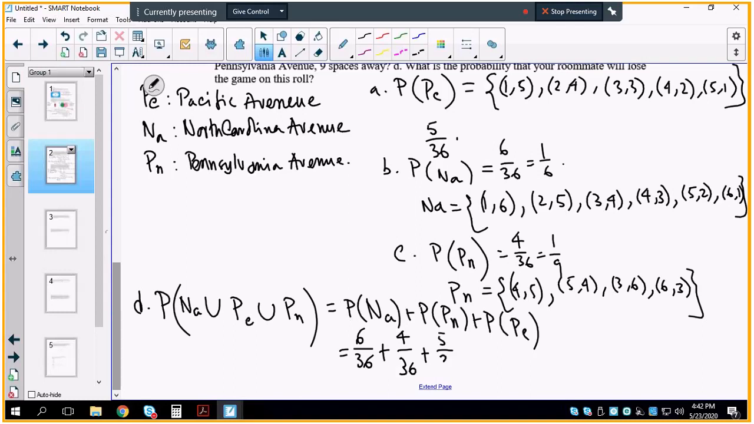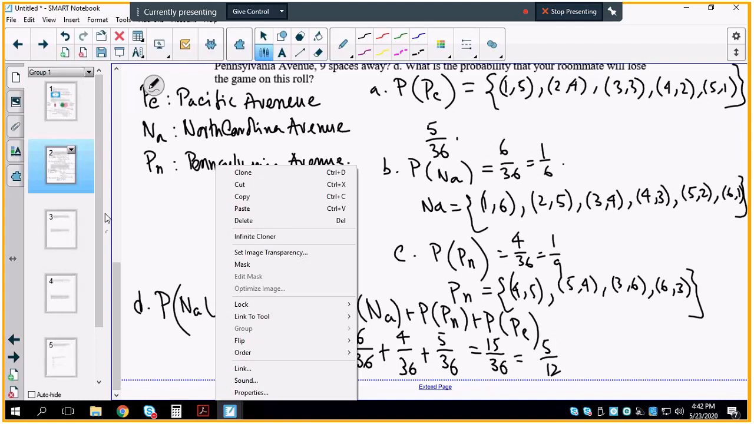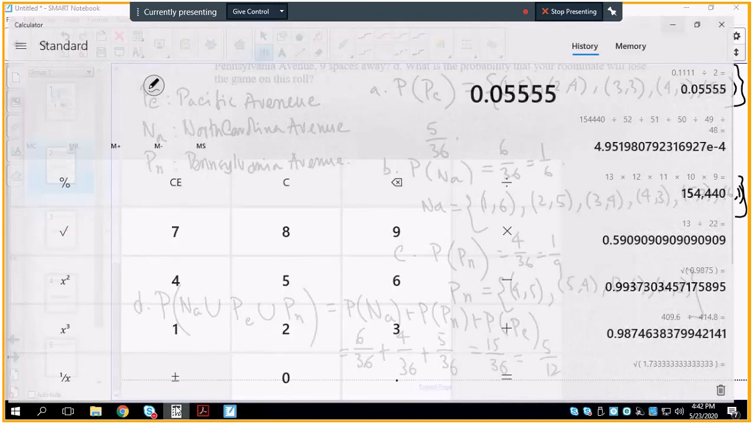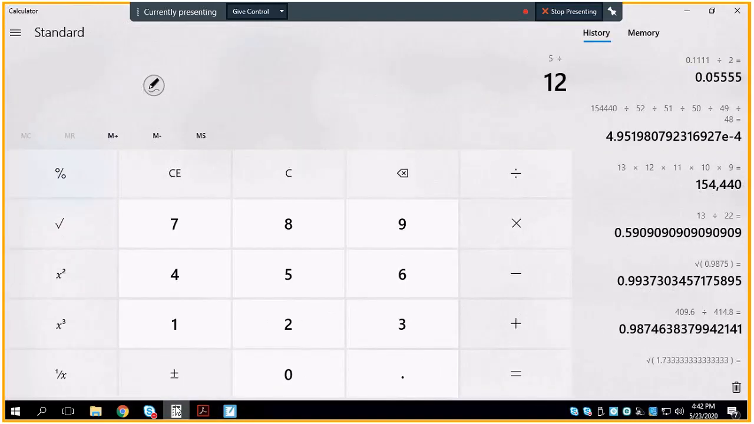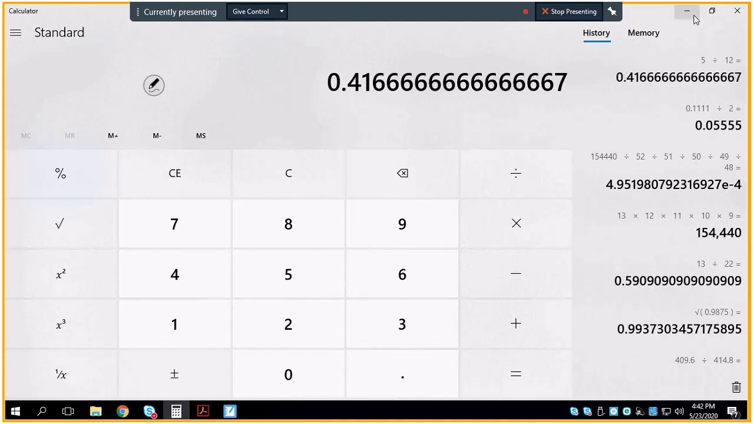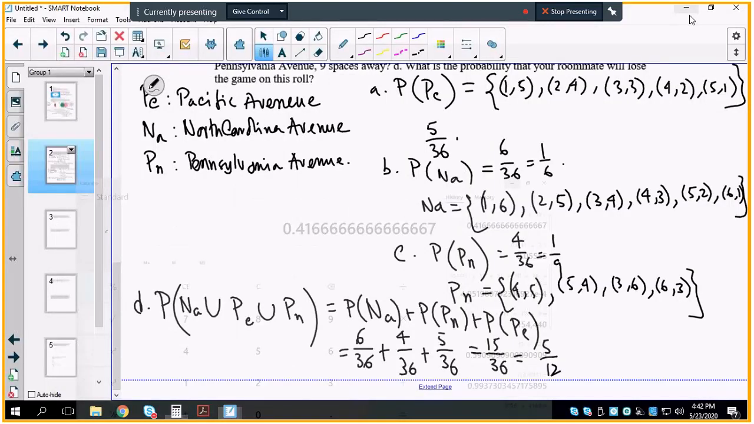So I'm going to add them. 5 plus 4 is 9 plus 6 is 15. So it's 15 over 36. Then I can divide both top and bottom by 3 and I get 5 over 12. And then I can simplify this number in my calculator to know the probability in decimal format. Don't forget to round to 4 decimal places. So this is going to be 0.4167, and that answers my question.